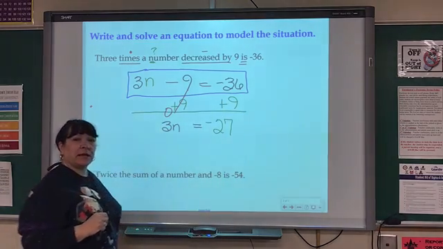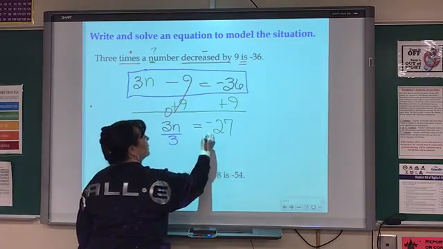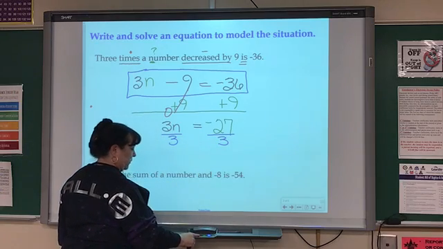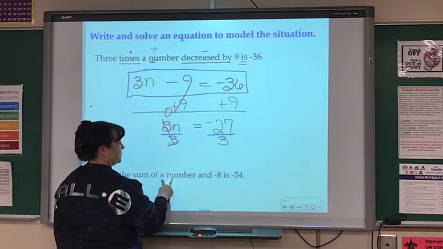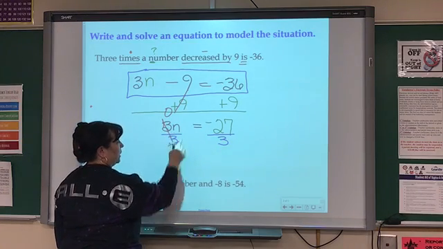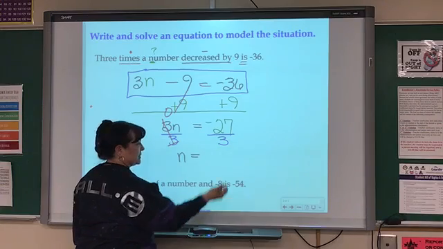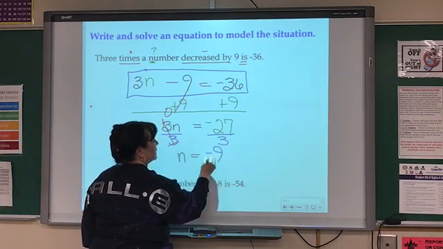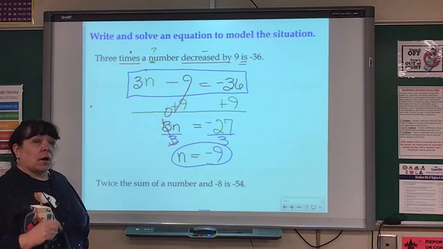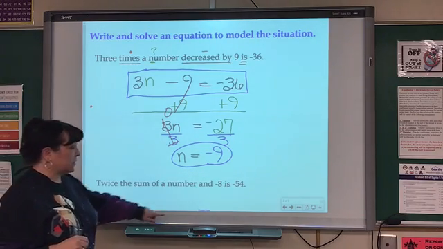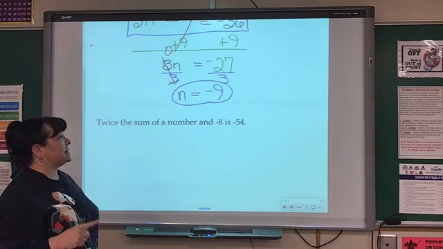We then need to eliminate our coefficient. It's times 3. We're going to divide both sides by 3. When I do that, 3 3s are 1, or 3 divided by 3 is 1. We end up with 1n, which is n, and it's going to be equal to the quotient of negative 27 and 3, which is negative 9. Easy peasy. Our next one, also very straightforward, doesn't have a lot of fluff to it, says twice the sum of a number and 8 is negative 54.